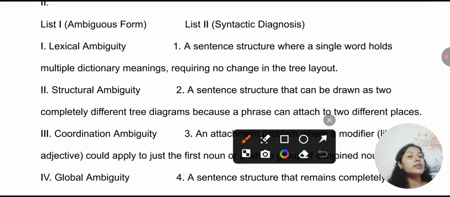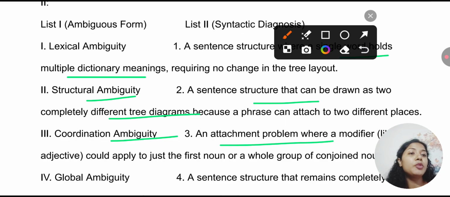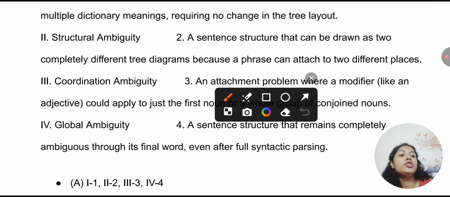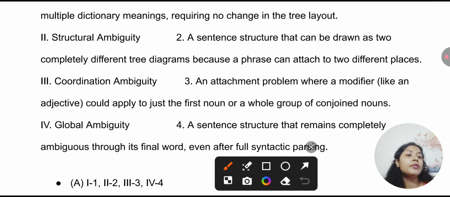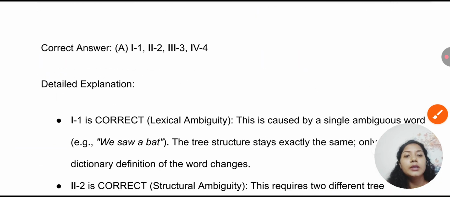Lexical ambiguity is a sentence structure where a single word holds multiple dictionary meanings. Remember, we have done this before. Structural ambiguity, a sentence structure that can be drawn as two completely different tree diagrams. Coordination ambiguity is an attachment problem where a modifier could apply to just the first noun or the whole group of conjoined nouns. Global ambiguity is a sentence structure that remains completely ambiguous through its final word or even after full syntactic parsing. Okay, let's see the next.